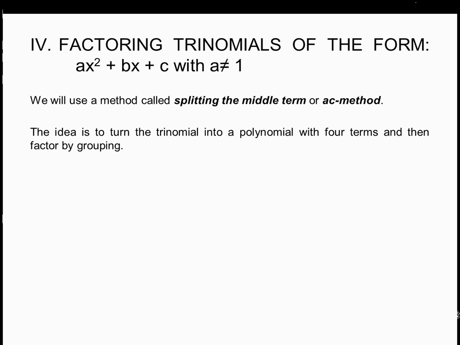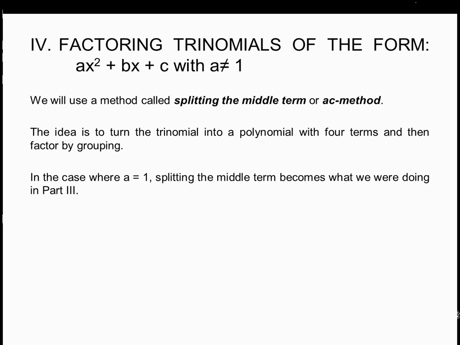The idea is to turn the trinomial into a polynomial with 4 terms and then factor by grouping. Because grouping is so nice to do, we want to turn it into that type of problem. Now, if you actually do see how to factor it without going through all this, don't go through all this. Just write down the factoring. Remember, your goal is actually to factor. So this is kind of your method of last resort because you don't see how to factor it. So in the case where a is equal to 1, splitting the middle term becomes what we were doing in part 3. What we just finished is the case when a is equal to 1 of splitting the middle term. Hopefully you will see that when we write out the method for how do you split the middle term.